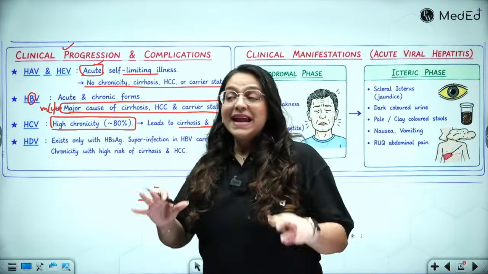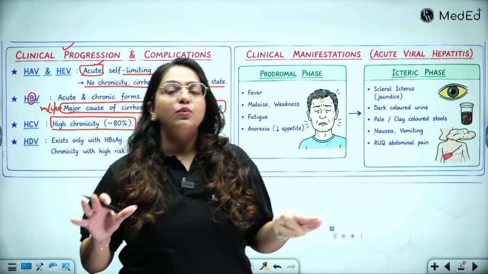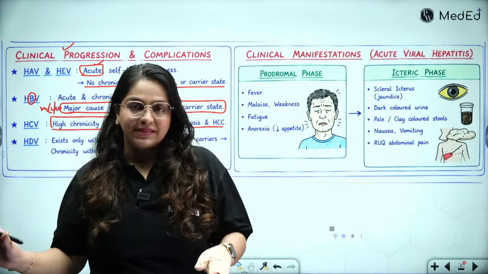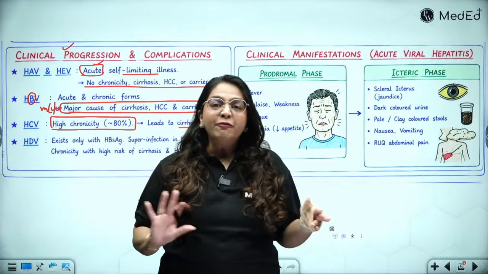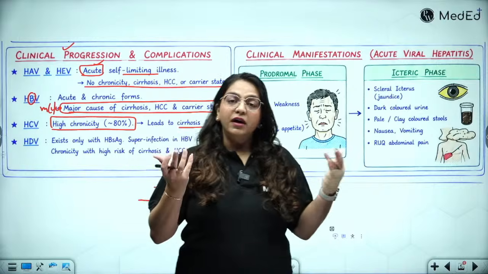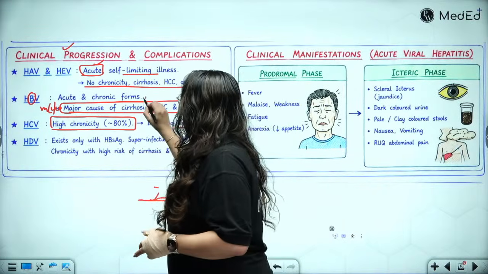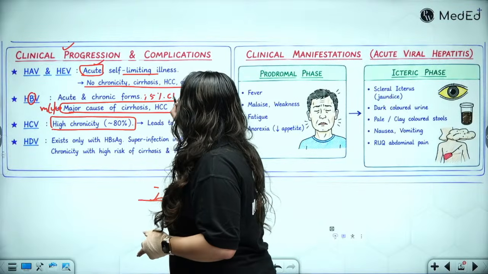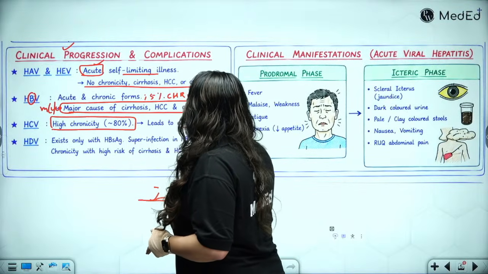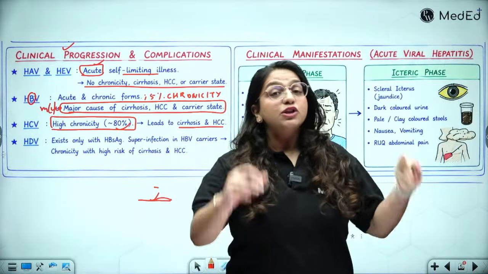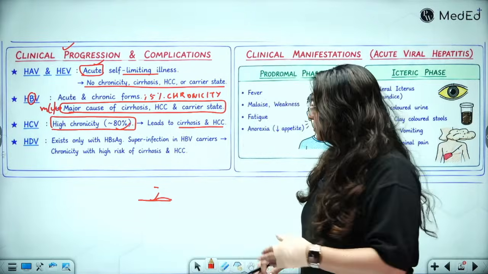So more than 80% of the people infected with hepatitis C virus will definitely go into chronicity. Okay, whereas only 5% of hepatitis B infected patients will go into chronicity. So over here, there is only 5% chronicity as compared to hepatitis C, where there is up to 80% chronicity associated. So please write this in your answer sheets.